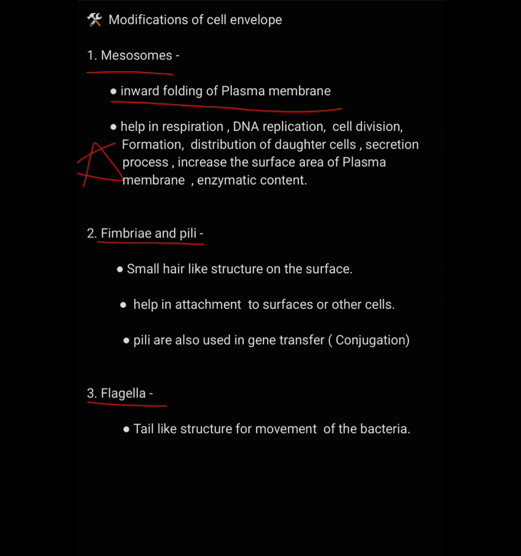Also, the main functions of the mesosome are to help in respiration, DNA replication, cell wall formation, distribution of the daughter cells, secretion process, and to increase the surface area of the plasma membrane and enzymatic content. Fimbriae are small hair-like structures on the surface and help in attachment to the surface or other cells. Pili are also used in gene transfer, which is known as conjugation. Flagella is a tail-like structure for the movement of the bacteria.